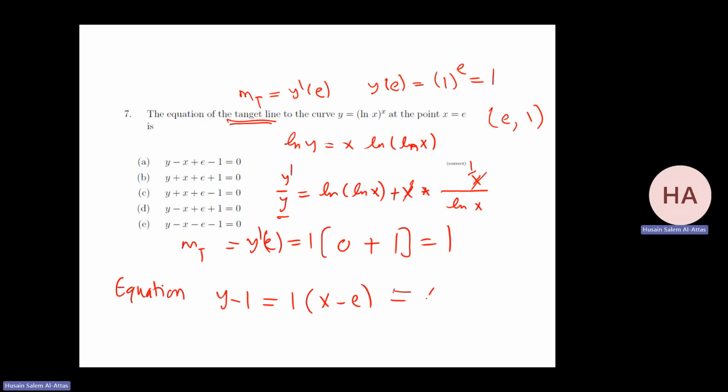So that equals x minus e. Make it in one side. So I have y minus x plus e minus 1 equals 0. And that will be the answer.